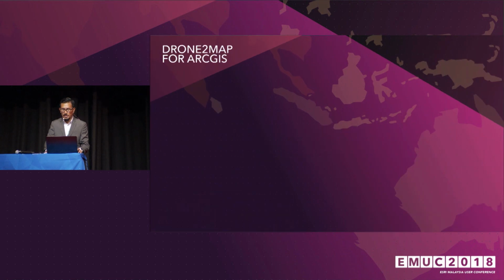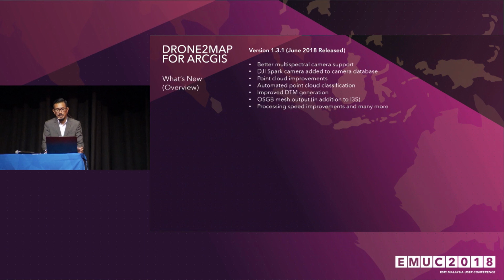For Drone2Map for ArcGIS, the latest version is 1.3.1, which has been released this year. There are a lot of additional functionalities and enhancements in this new release. For example, the latest DJI Spark camera has been added to the camera database, and also the support for multispectral cameras, such as Sequoia, and also the improvement in the DTM and the 3D mesh output, and many more.